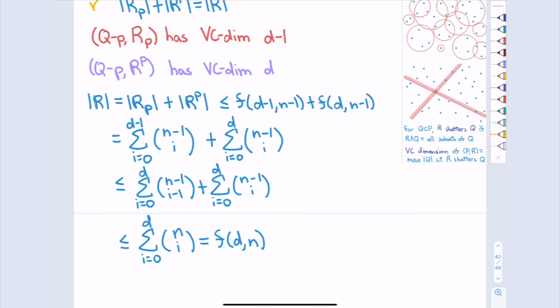Mostly it's about setting up R sub P correctly, so it has this nice recurrence that matches that binomial form, and that's how you get this bound. All right, then we're done. Thank you.